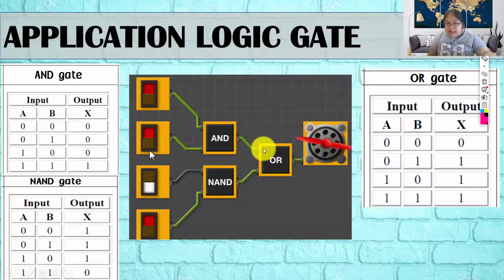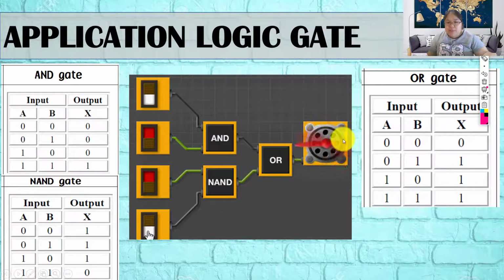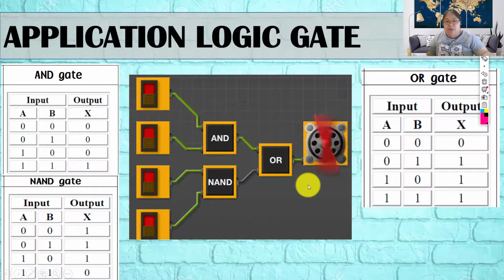Now AND gate is on, NAND gate on, AND gate off. They also can be moved. Now this situation, no green light. That means the fan will stop. So finally, it must depend on the OR gate. OR gate means either one you can switch on. That means the fan can function. Okay, we go to the next one.